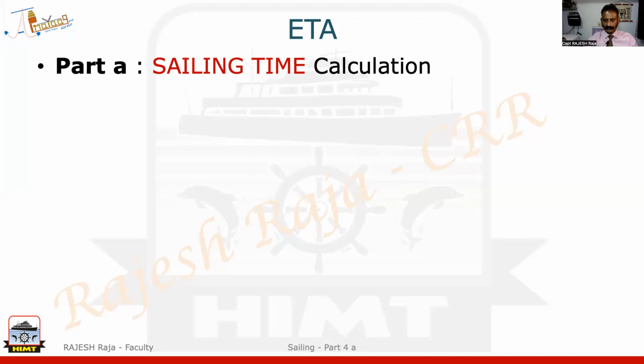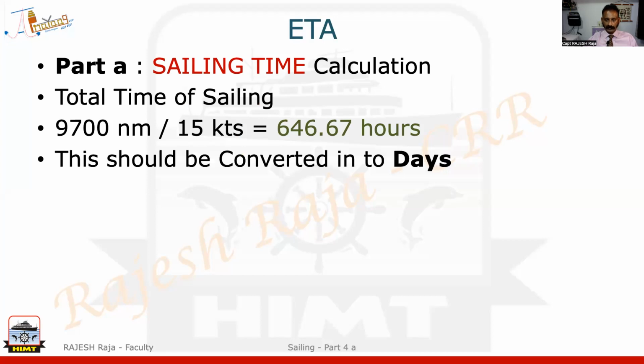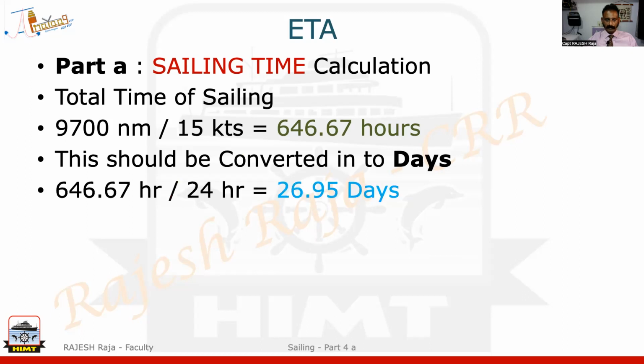So it's a simple sailing time calculation, how you do it on an everyday basis. Sailing time calculation, and then what kind of ETA you can give, provided there is nothing else that is going to change. So I'm going to calculate the total time of sailing as 9,700 divided by 15. I get around 646.67 hours. I cannot keep it like this. I need to convert that into days. So I'm going to divide by 24. It comes as 26.95 days.